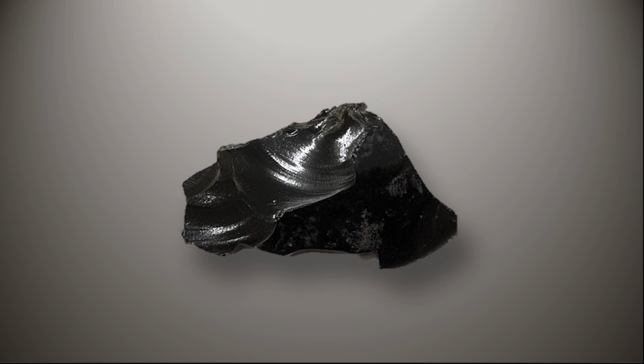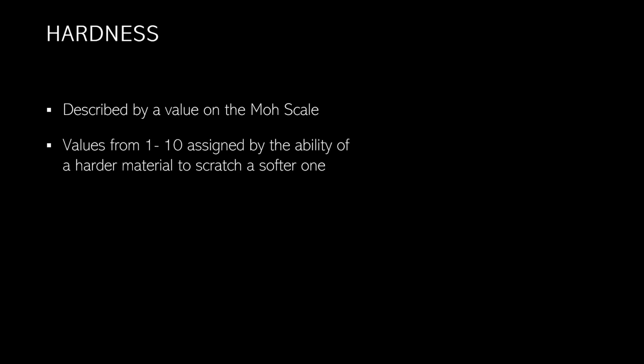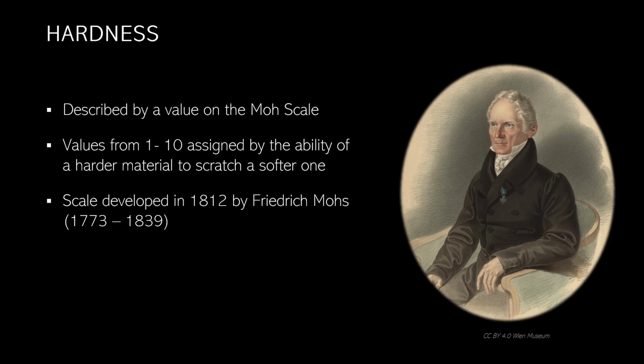Hardness. The hardness of a mineral is generally expressed as a value on the Mohs scale. This is a qualitative ordinal scale, from 1 to 10, characterizing scratch resistance of minerals through the ability of a harder material to scratch a softer one. It was introduced in 1812 by the German geologist and mineralogist Friedrich Mohs in his book Versuch einer Elementarmethode zur naturhistorischen Bestimmung und Erkennung der Fossilien, or in English, an attempt at an elementary method for the natural historical determination and recognition of fossils.